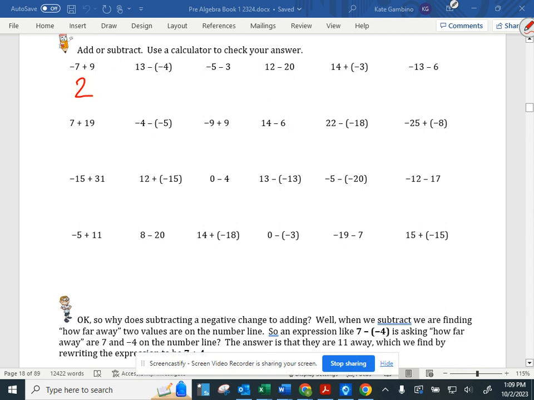What if I have 13 minus negative 4? Jude? 17. Yeah. The way I do it, just to help me remember, if I'm subtracting a negative, I know that they turn to adding a positive. So when you subtract a negative, it's the same as adding a positive. So I know it's 13 plus 4. What if I have negative 5 minus 3? Where do you think I'd end, Kyle? Negative 8. Because I started at negative 5 and subtracting means I go to the left 3 places.